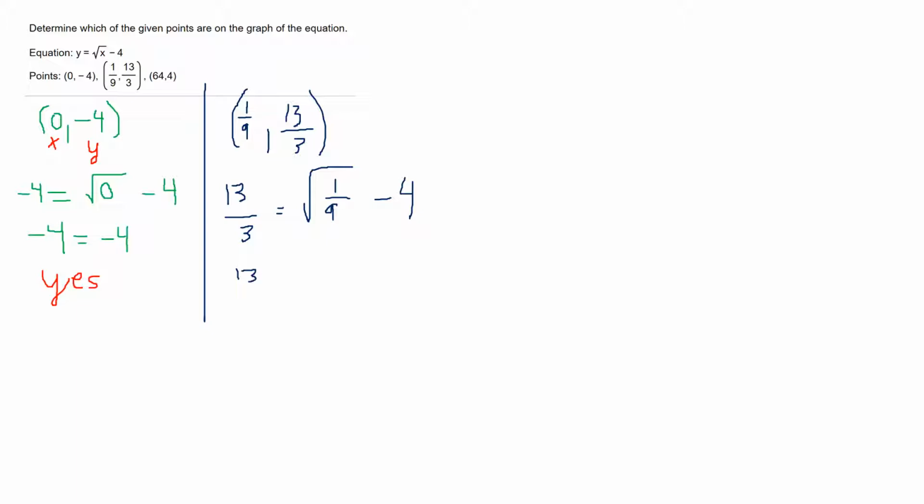So we have 13/3. The square root of 1/9 is 1/3. The square root of 1 is 1, and the square root of 9 is 3. And 4, I'm going to turn that into 12 over 3, right? 4 is the same thing as 12 over 3, and so now we have a common denominator. 1/3 minus 12/3 is -11/3. So we've reached the statement 13 over 3 equals -11 over 3, which is of course false.